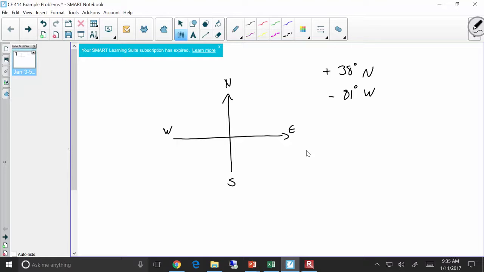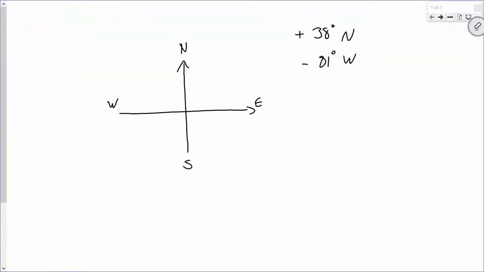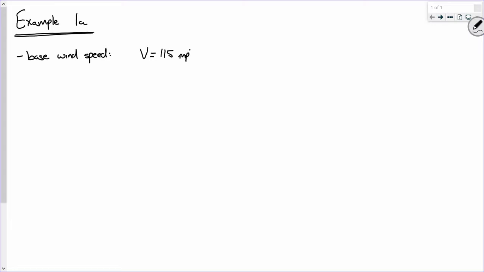Okay. So let me go ahead and erase this and actually start to do this example a little more diligently. All right. So example 1A. So our base wind speed is 115 miles per hour. And we're going to say it's 115 miles per hour based on risk category 2. Again, if we were designing a hospital or a grain silo or something like that, it'd be different.